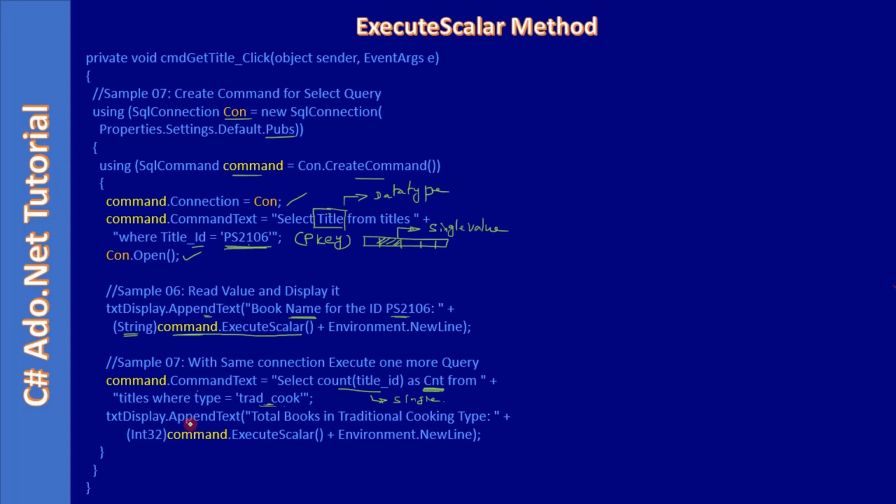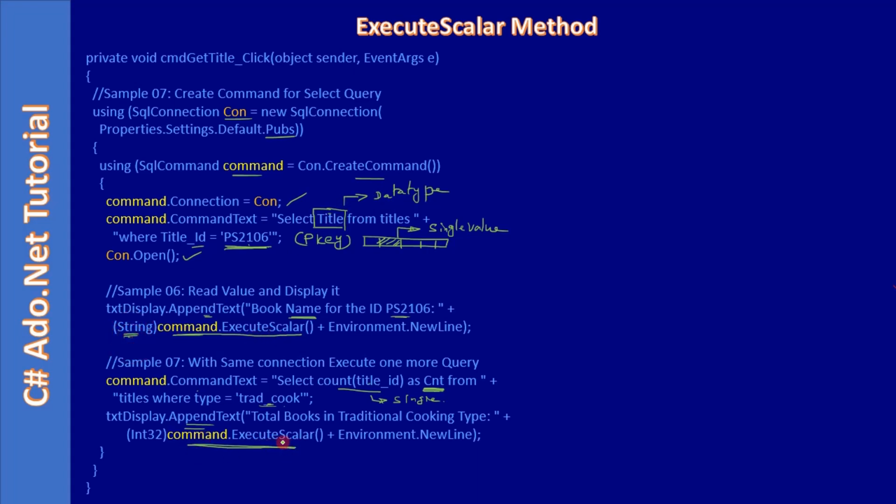TXT display append text. Right, we are appending the text content to our multi-line text box. Total book in traditional cooking type. Once again, we are using command.ExecuteScalar. Here also we executed it. During that time, we know that return data type is string, so we typecasted the return value as string.